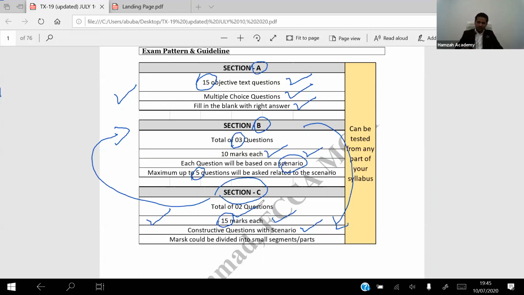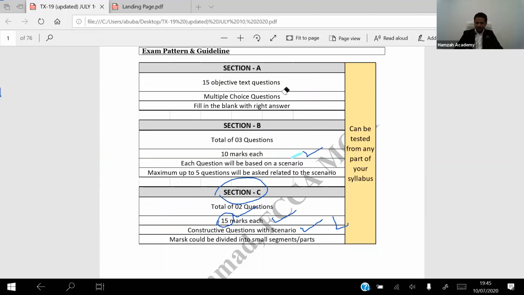Now, going forward, I'm going to erase this thing. I hope there is no need for these things now. So we'll go ahead and start the first chapter, which are the basics of taxation.